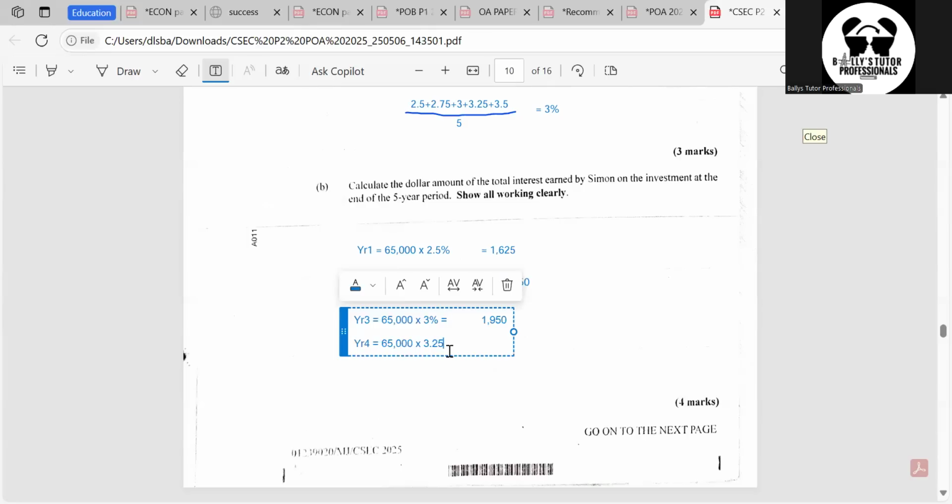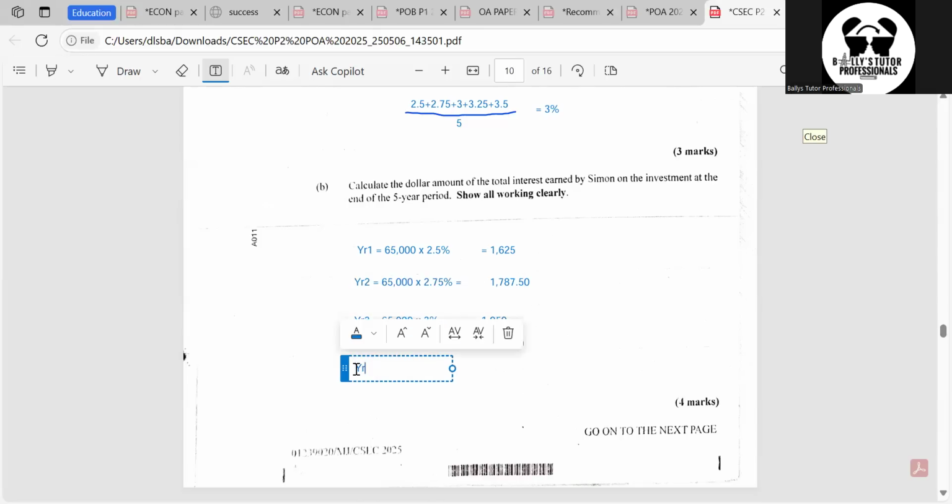3.25%. I could look right here and get the different percentages. Boom, year 1, year 2, year 3, year 4, year 5. And that gives me $2,112.50. And then year 5 would be 65,000 again, multiplied by 3.5% this time. And that would give me 2,275. And then I'll just add up these 5 values.